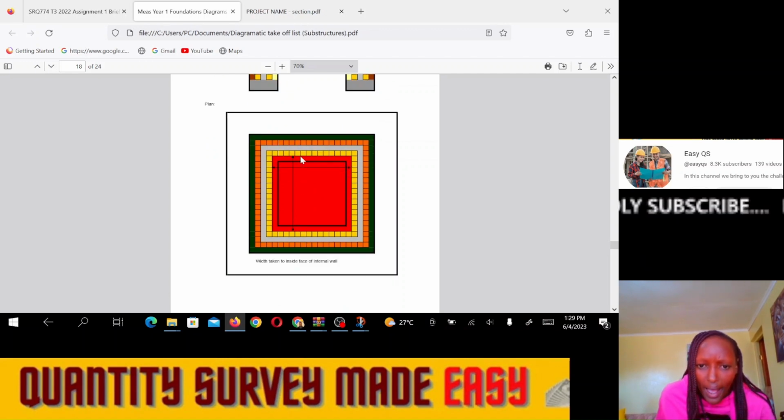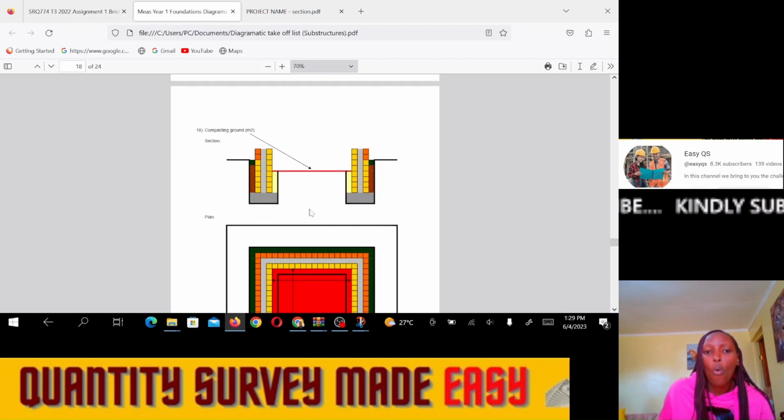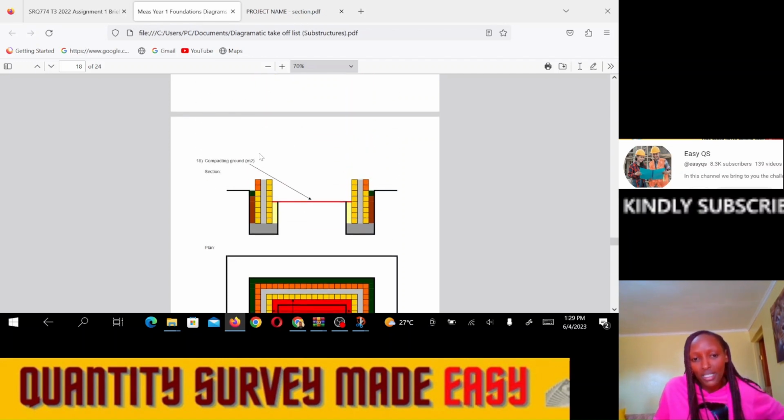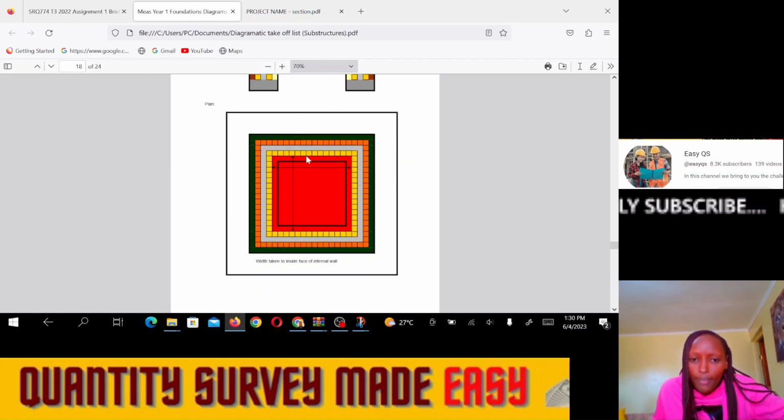So after we have backfilled the hardcore here, it was yellow here, we shall come and compact this whole area inside the internal walls, inside the blockwork. All right, all that area shall be compacted. Compacting is measured in meters squared. So we shall take the length up to the walls, then the width up to the walls.